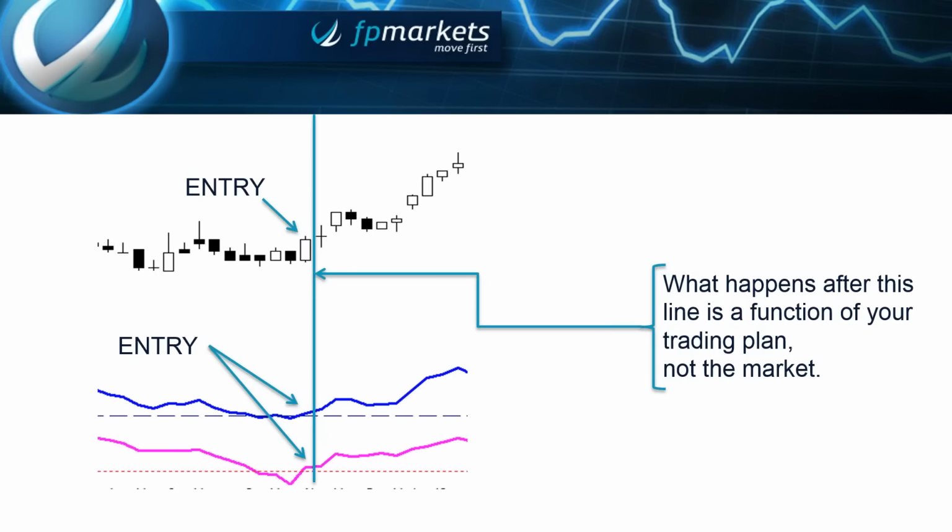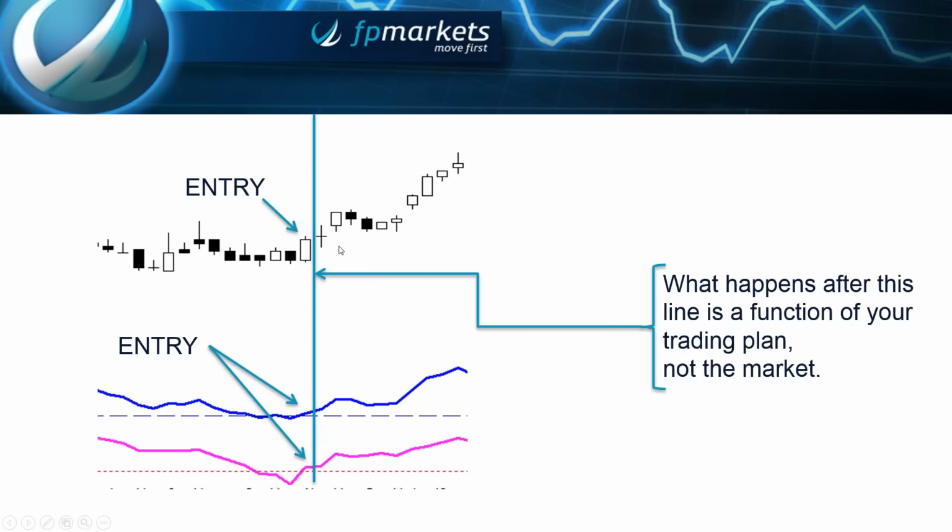So you build this sequence of occurrences that can occur that would make you take the next step on in executing an actual plan. And so that's what this statement is about. What happens after this line is a function of your trading plan. The market's just the market.